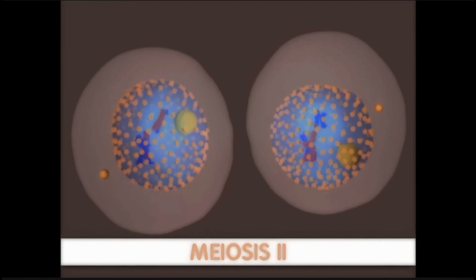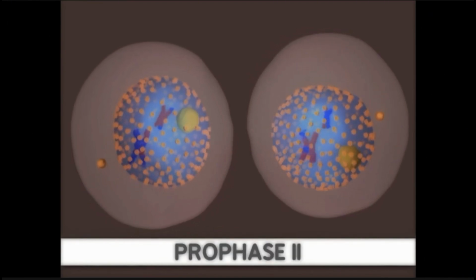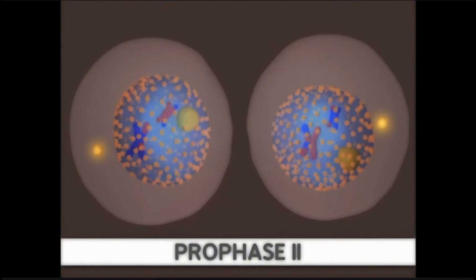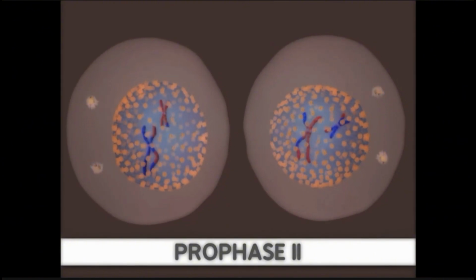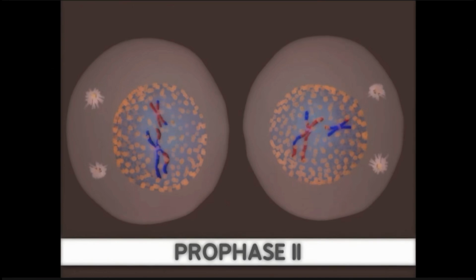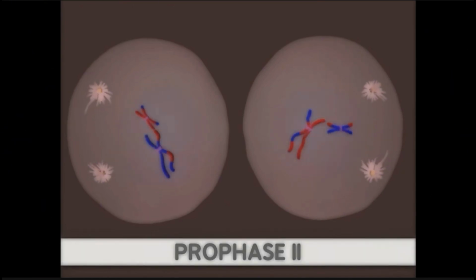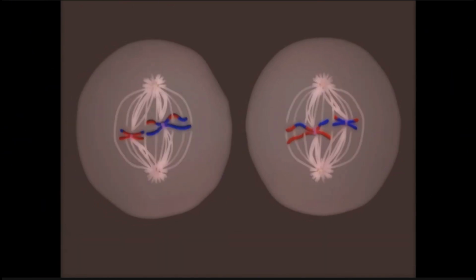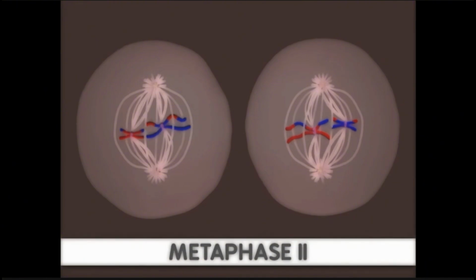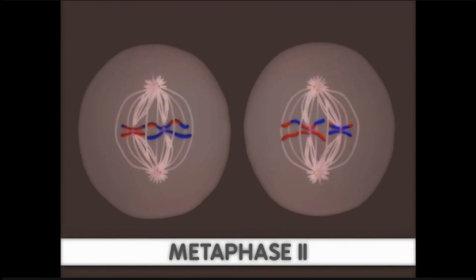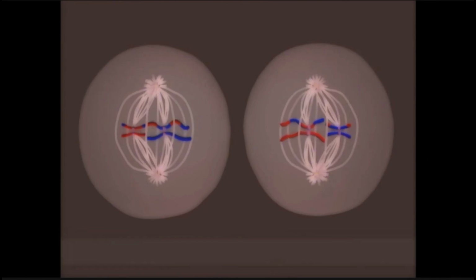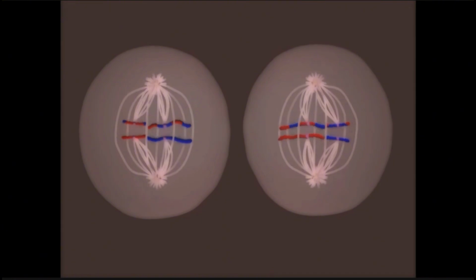Alright, for meiosis 2, we will start with prophase 2. In prophase 2, the nucleoli and the nuclear membrane will disappear, and each chromosome will join at the centromere. The spindle fibers will also start to form in both daughter cells. Next, in metaphase 2, chromosomes are arranged at random on the equatorial plane for each daughter cell. Each chromatid is tied to the spindle fibers at the centromere.